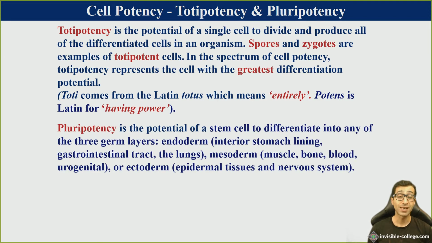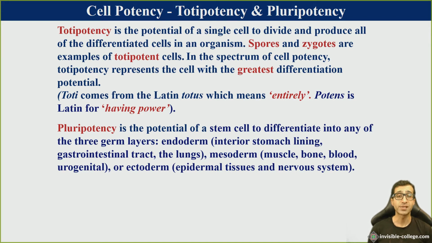Now, pluripotency again is the potential of a stem cell to differentiate into any of the three germ layers. Again, the endoderm, such as the interior stomach lining and the gastrointestinal tract, and also the lining of the lungs. The mesoderm, which is the tissue layer which muscle, bone, blood, and the urogenital system belong to, or the ectoderm, which epidermal tissues belong to, such as the skin, and also the nervous system.